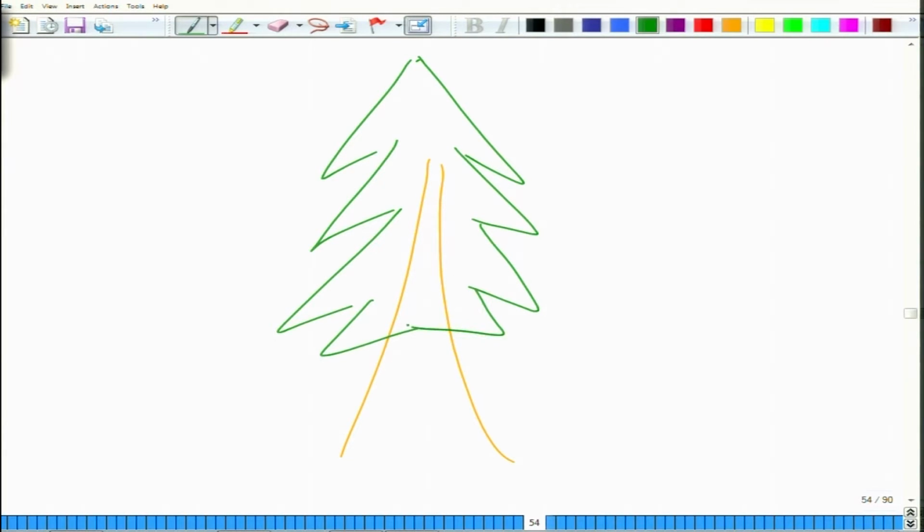Now, this particular shape facilitates that if you have snowfall, the snowfall moves down to the ground. So, it is not able to accumulate very much on top of these trees, and because of which these trees are able to withstand heavy snowfall as well.